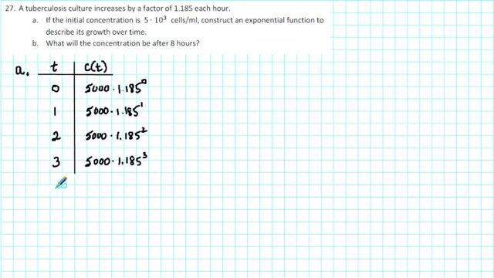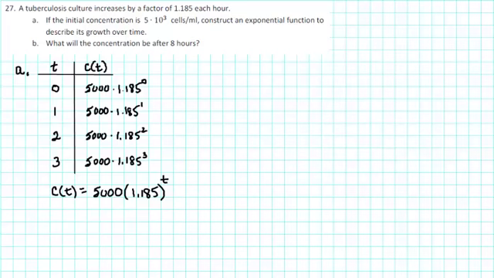So what is our function? Our function is c of t is equal to 5,000, our initial concentration, multiplied by 1.185 raised to the input. When the input's 3, the exponent is 3. When the input is 2, the exponent is 2. So when the input is t, the exponent is t. So c of t is equal to 5,000 times 1.185 raised to the t.